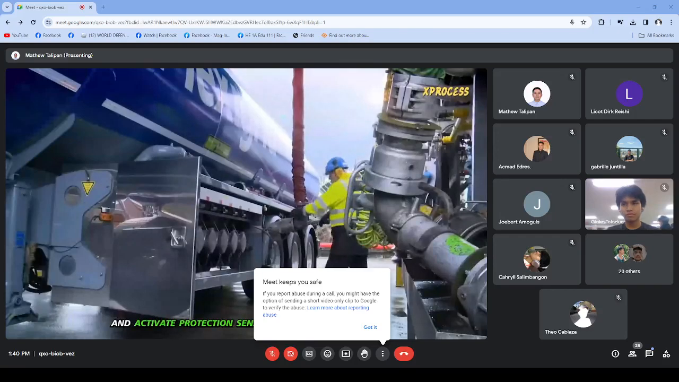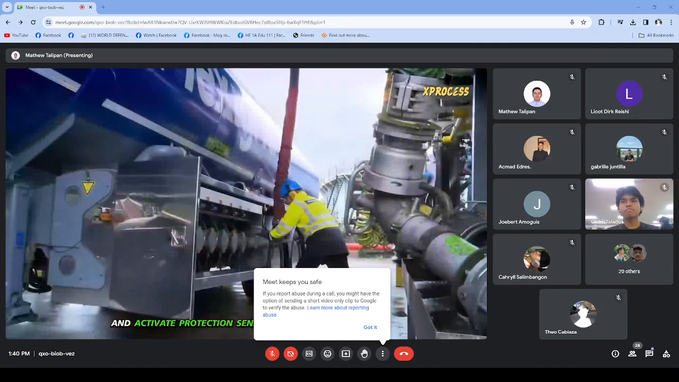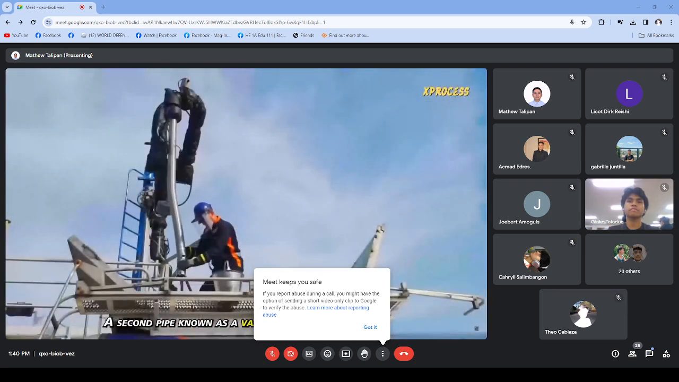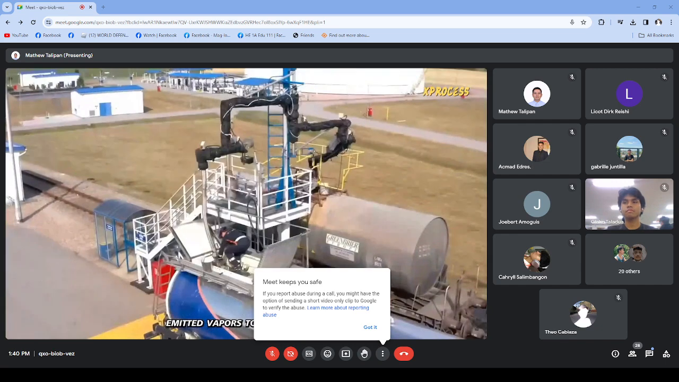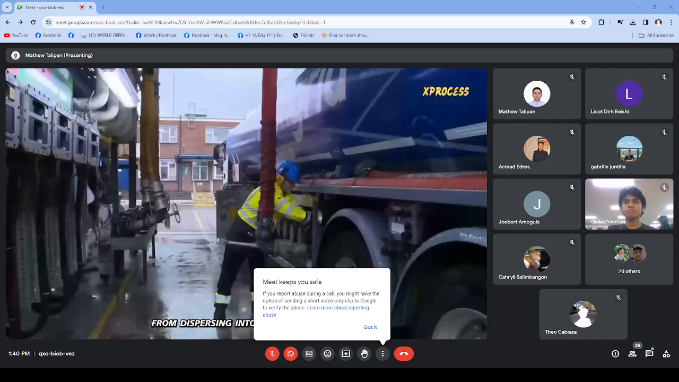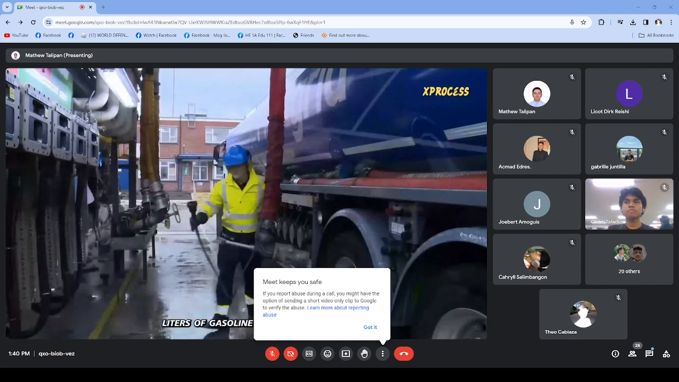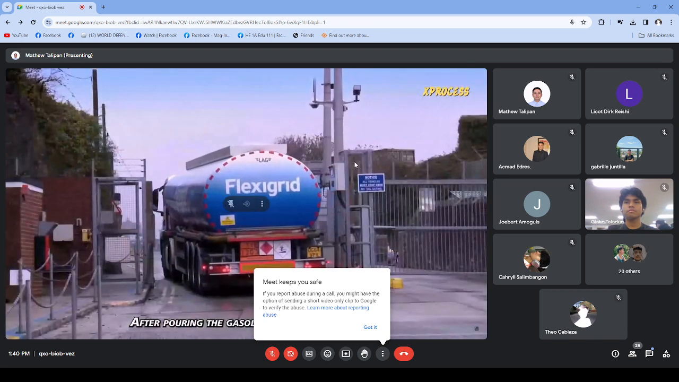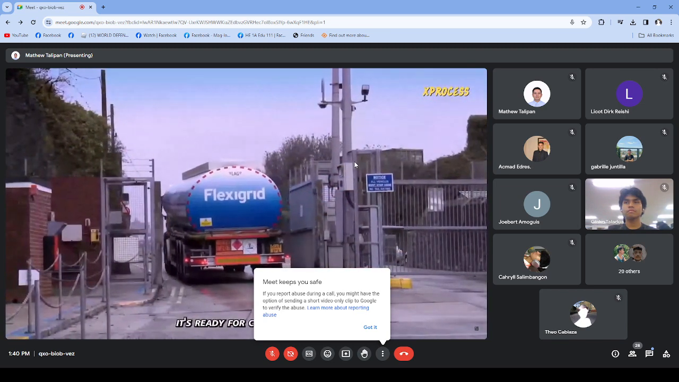and activate protection sensors against overfilling. A second pipe, known as a vapor recovery pipe, absorbs emitted vapors to prevent them from dispersing into the atmosphere. About 4 million liters of gasoline is transported to gas stations every day. After pouring the gasoline into large tanks, it's ready for consumption.